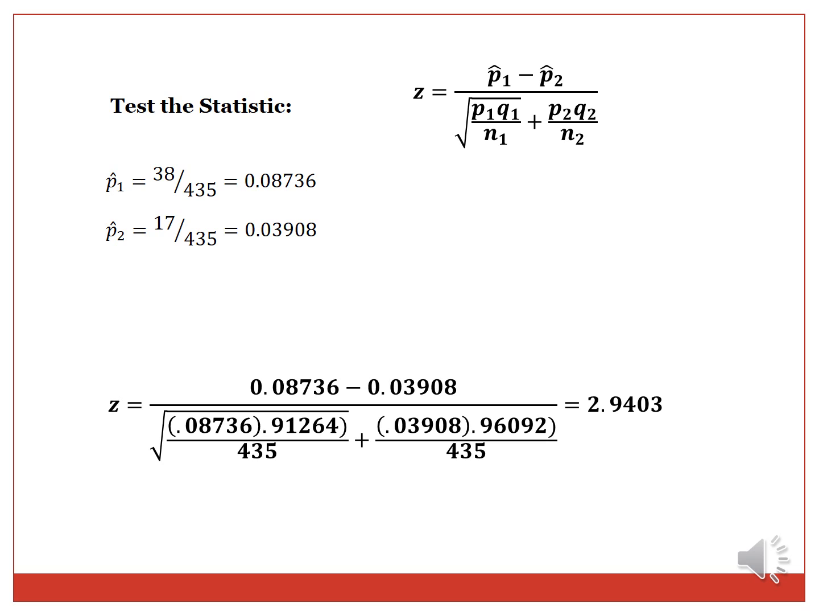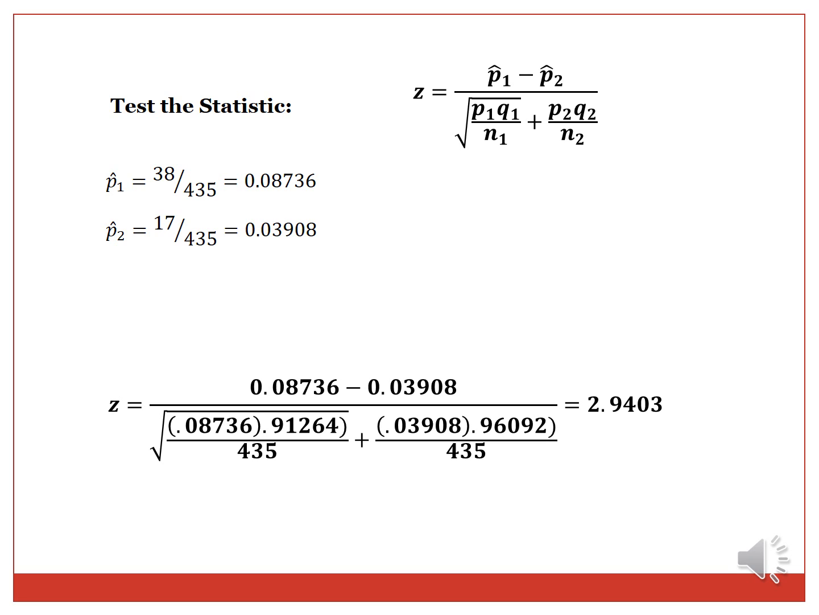The equation we'll be using is z equals p hat 1 minus p hat 2 over the square root of p1 q1 over n1 plus p2 q2 over n2. Our p hat 1 is 38 over 435, which is the 38 people who developed AIDS while on the placebo, and our p hat 2 is 17 over 435, which is the proportion of those who developed AIDS after the drug.